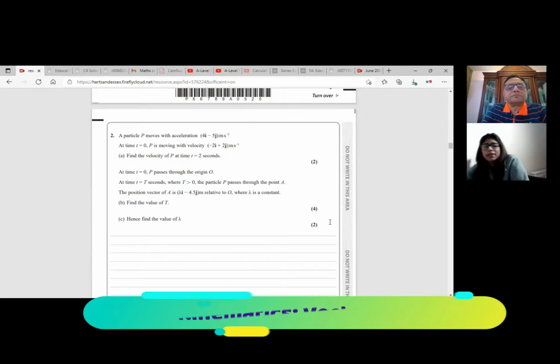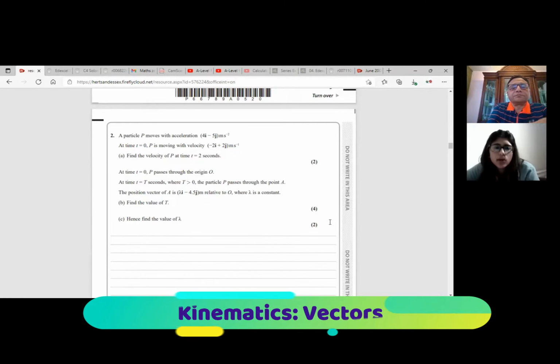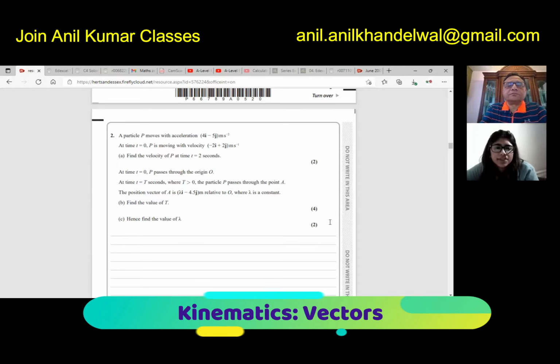So a particle P moves with acceleration 4i minus 5j. At the time t equals 0, P is moving with a velocity of minus 2i plus 2j. Part A, find the velocity of P at time 2 seconds.